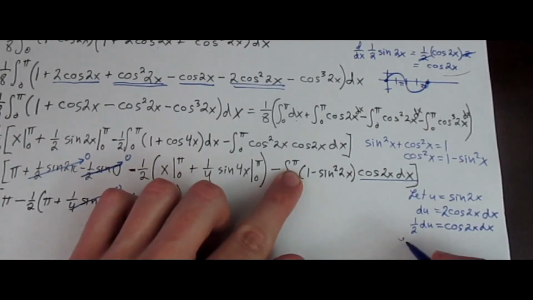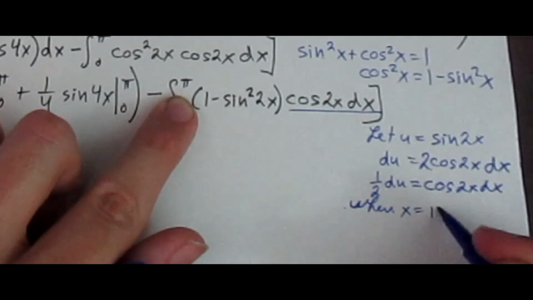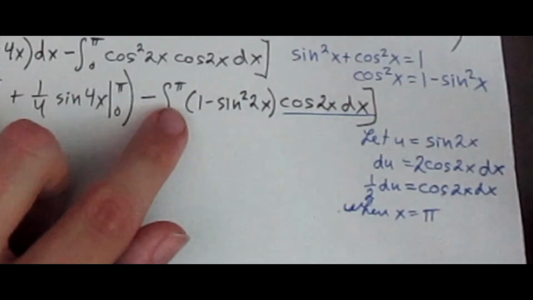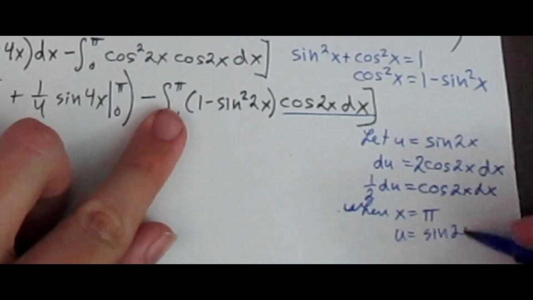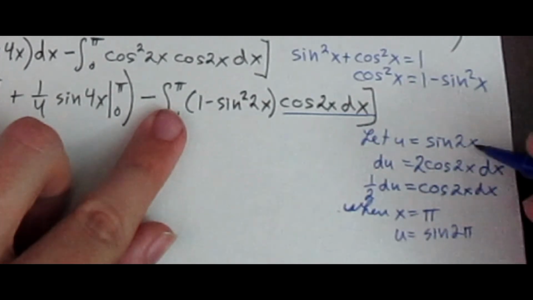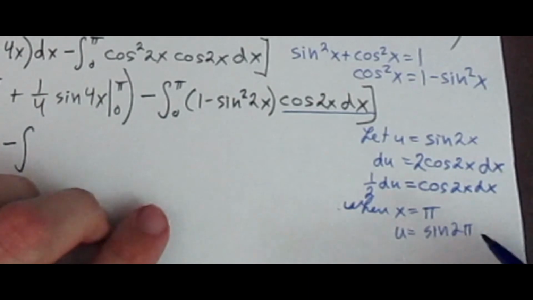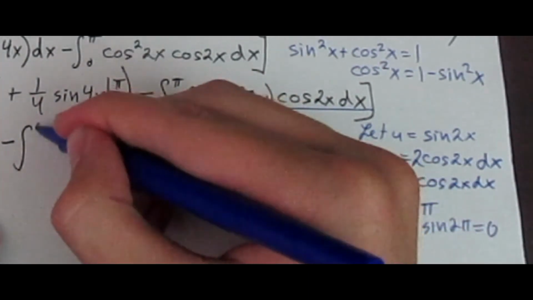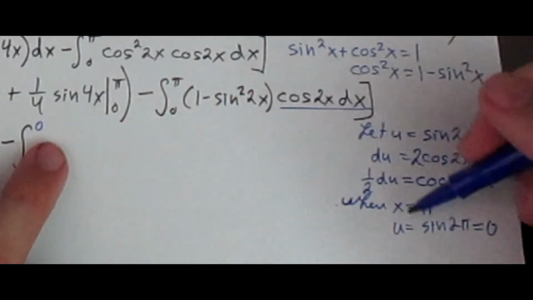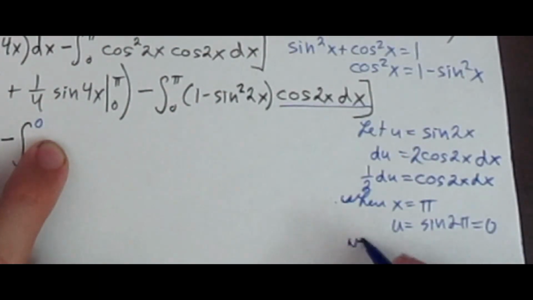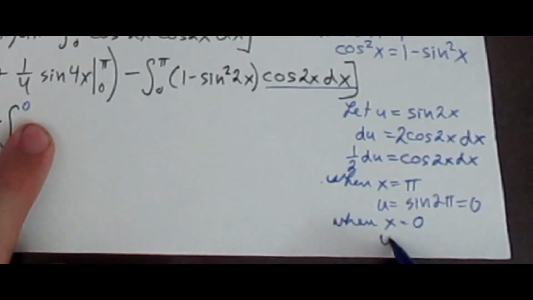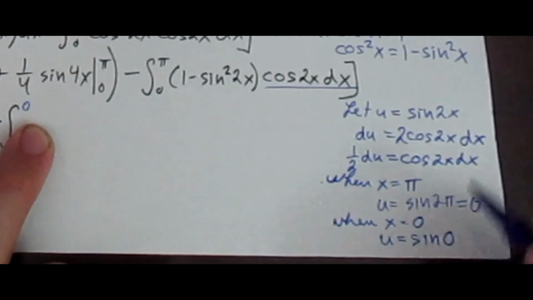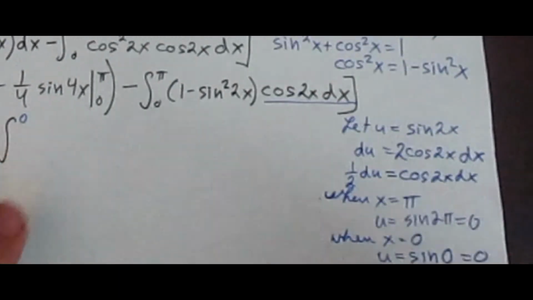What happens when x equals pi? When x equals pi, u will equal sine of 2 pi, because we substitute pi in for x. What do we know about sine of 2 pi? It equals 0. So that's the upper bound. Now when x equals 0, u equals sine of 2 times 0, which is 0, which we know is 0.